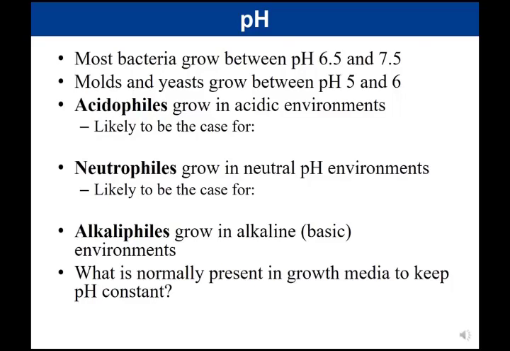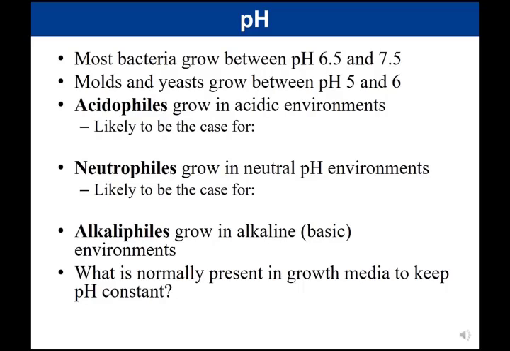Molds and yeast, so fungi on average, grow best between a pH of 5 and 6. So fungi typically like a slightly lower pH. And you're going to see that when we look at our fungal growths. You'll notice that we culture fungi often on a type of agar called Sabouraud's dextrose agar. In that agar, the pH is typically lower, and the purpose of that is to help encourage fungal growth, but inhibit bacterial growth. And so most bacteria, though, grow best around a neutral pH.